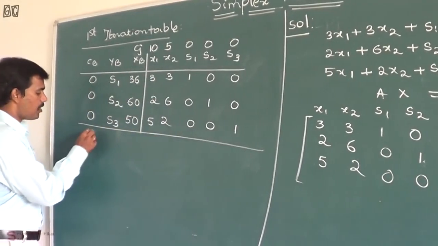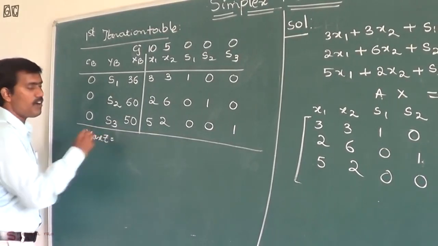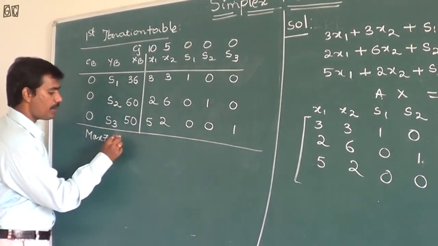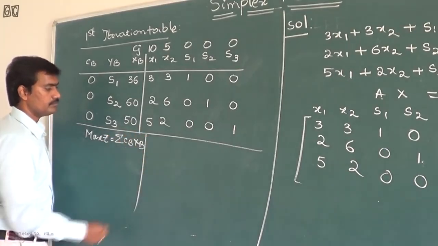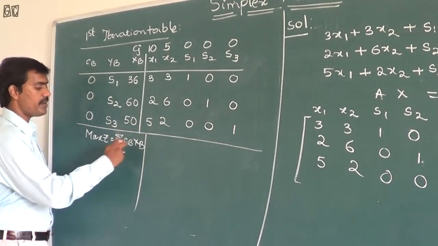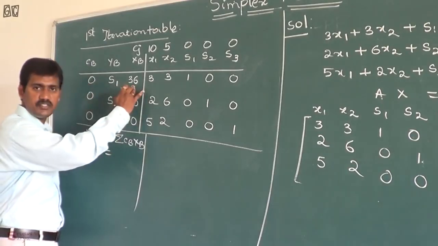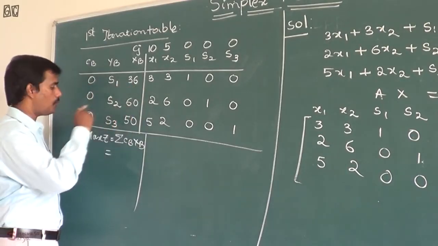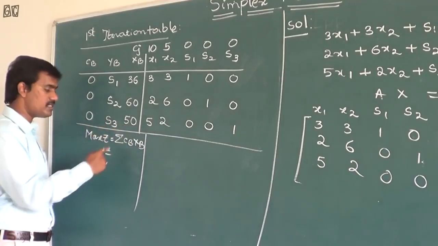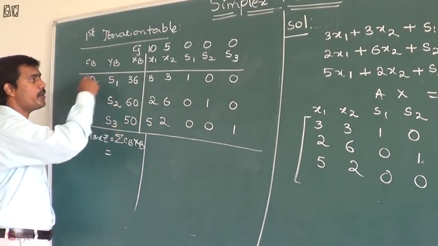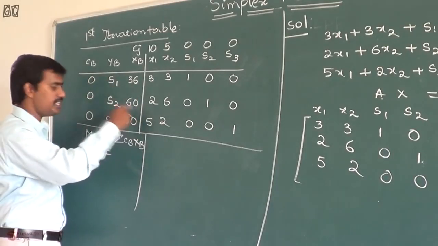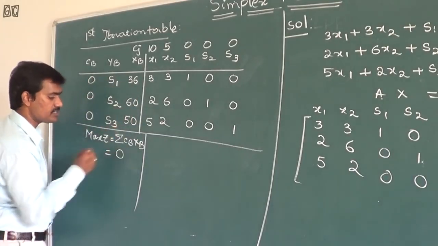And after this we have a very important 3 steps here. That is the maximum of z. The formula for maximum of z is the summation of CB into XB. That is 0 into 36 plus 0 into 60 plus 0 into 50. Why is it a plus? It is all a summation. So simply we multiply CB into XB, that is 0 into 36 plus 0 into 60 plus 0 into 50, and the final answer is 0.